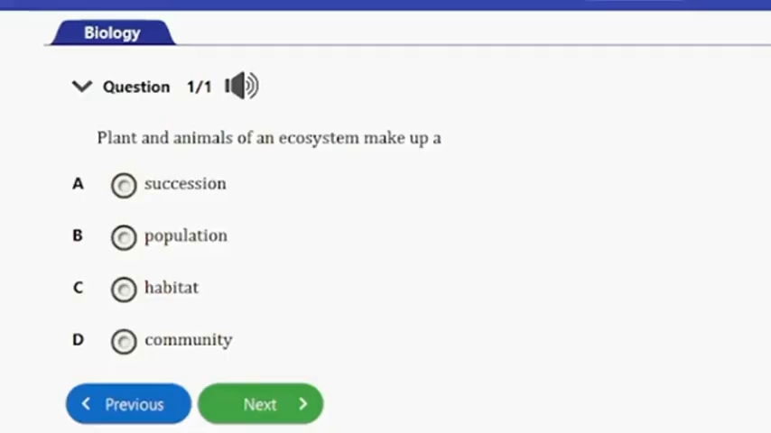It's just one question that we have here for this video, and the question says, plants and animals of an ecosystem make up A. Succession, B. Population, C. Habitat, D. Community. So guys, obviously the answer to this question is option D, and that's community. So in an ecosystem, the plants and animals together make up a community.